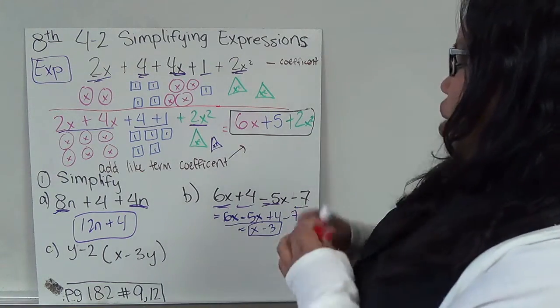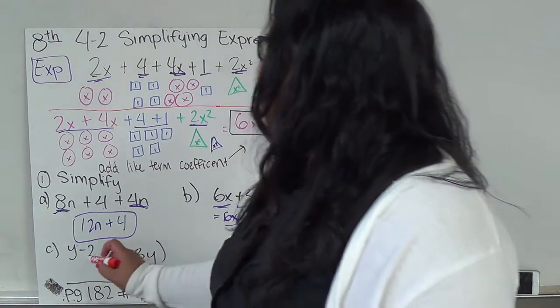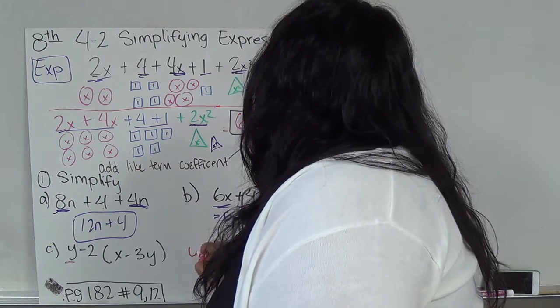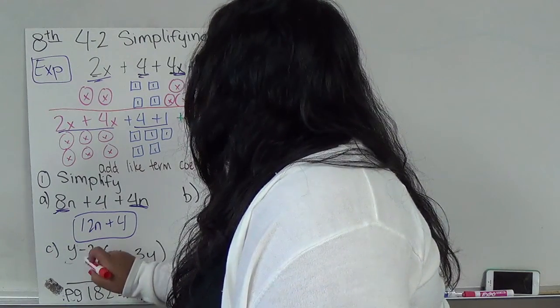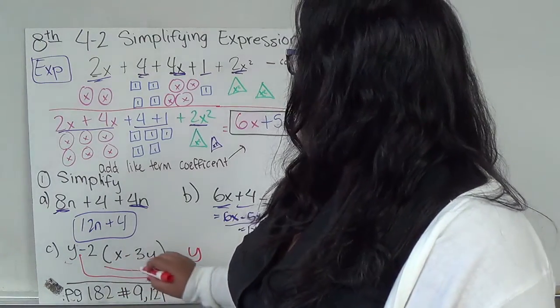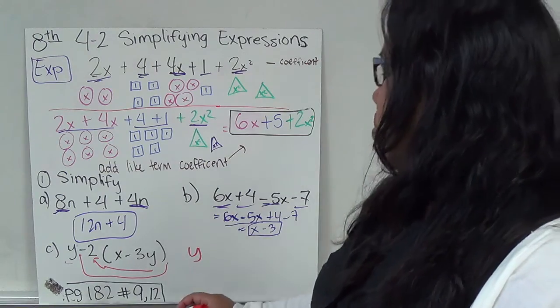Okay, so this next one, I have y and then this parentheses. What I'm going to do is ignore this y. Well, not ignore it, but I'm going to bring it over. Because what I'm going to focus on right now is just the parentheses and the number in front of the parentheses.